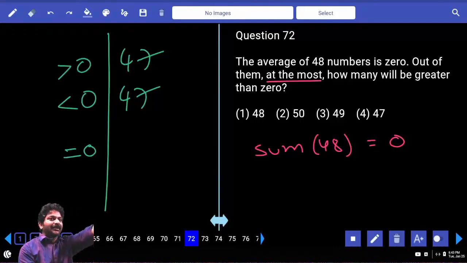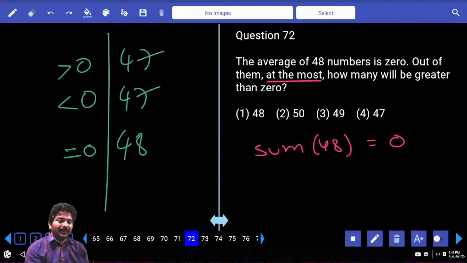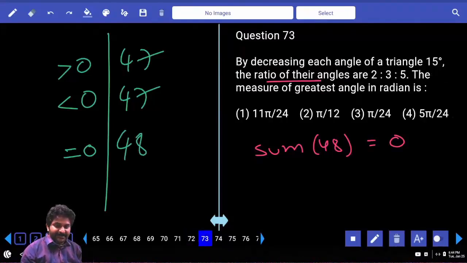All 48 can be 0, and the sum becomes 0. Understood? Yes. Come on, next.